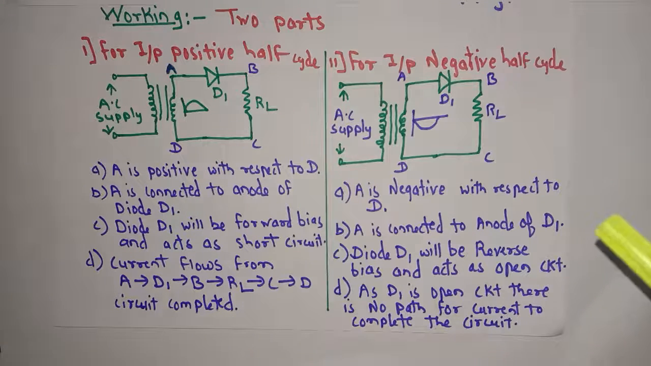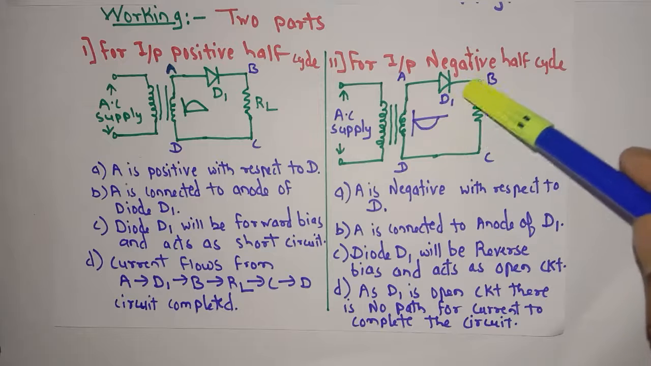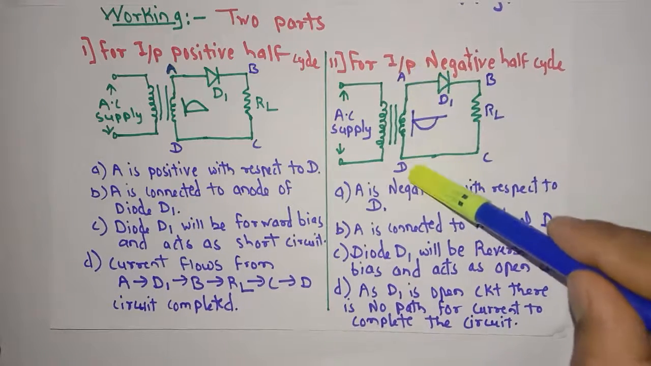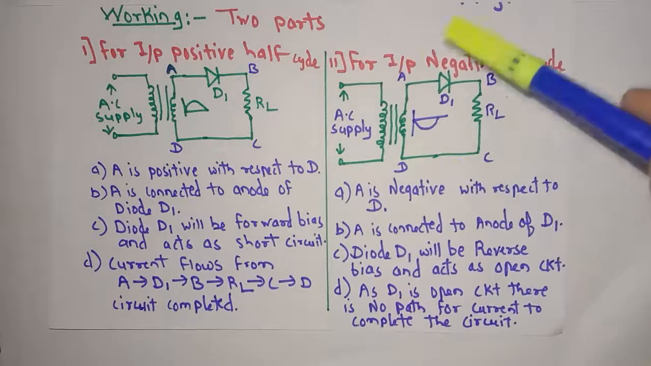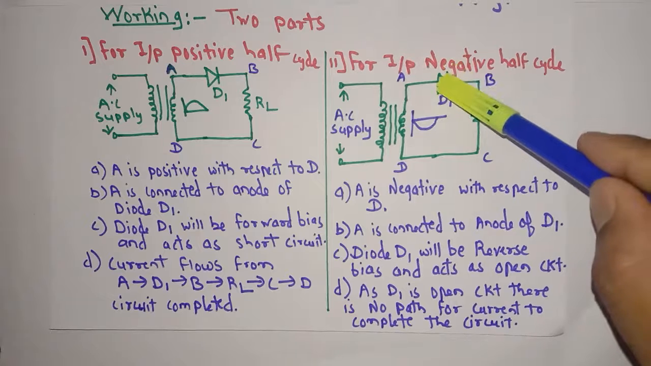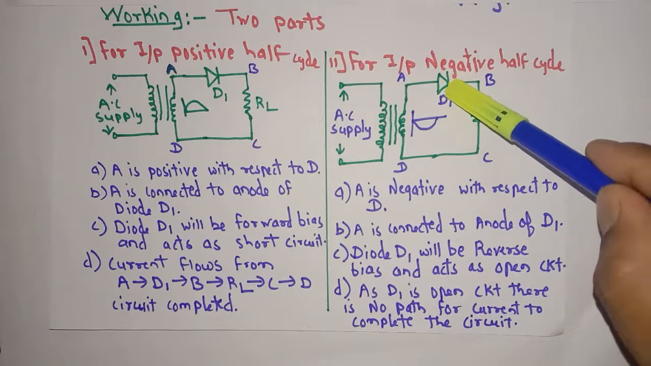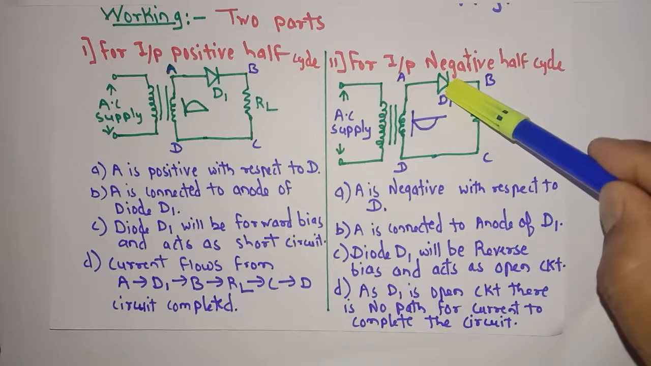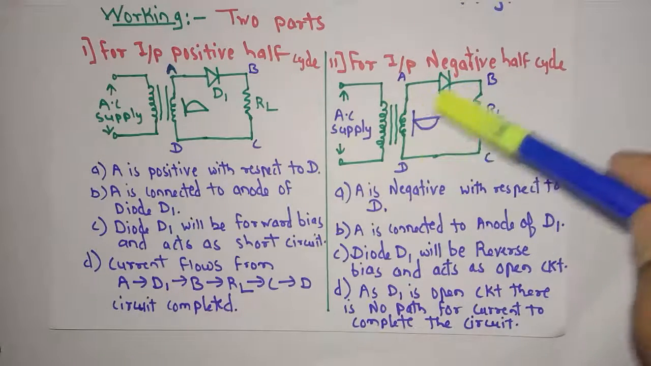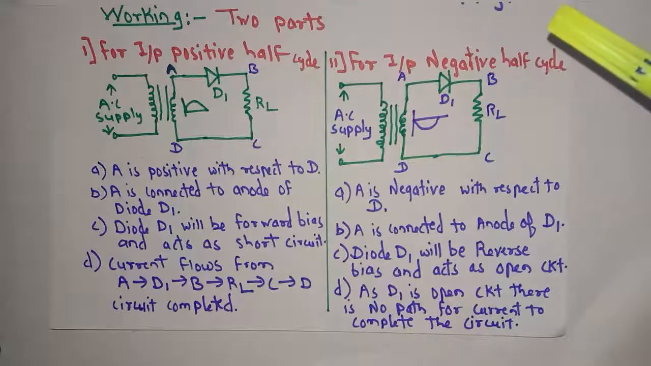But in the second case, when the input applied is a negative half cycle, A will be negative with respect to D, or we can say D will be positive with respect to A. As A is connected to the anode, diode D1 will get reverse biased and it will act as an open circuit. As it is an open circuit, the circuit cannot be completed, so the output will be equal to 0.